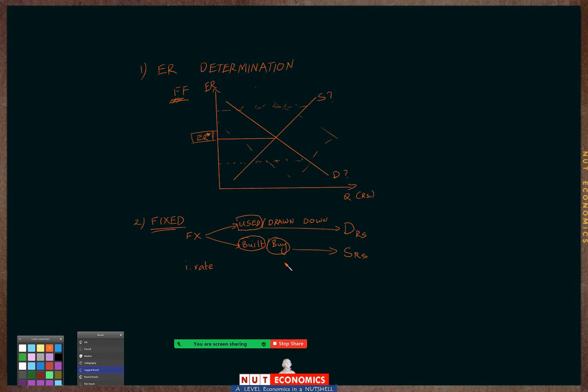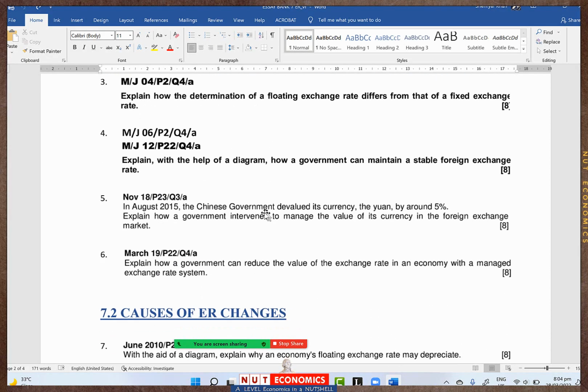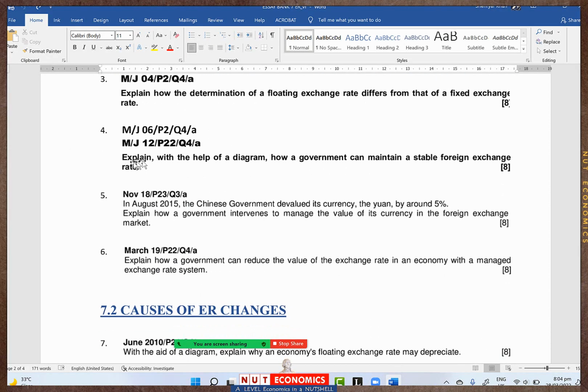So this is the question that will be covered from this. Explain this question number 4 over here: explain with the help of a diagram how a government can maintain a stable foreign exchange rate. So when it mentions with the help of a diagram itself, always remind yourselves that 4 marks will be deducted, however good an answer you give, if you don't have a diagram. I always tell you to give all the answers with diagram, but specifically when the examiner asks for it, then you don't have a choice.